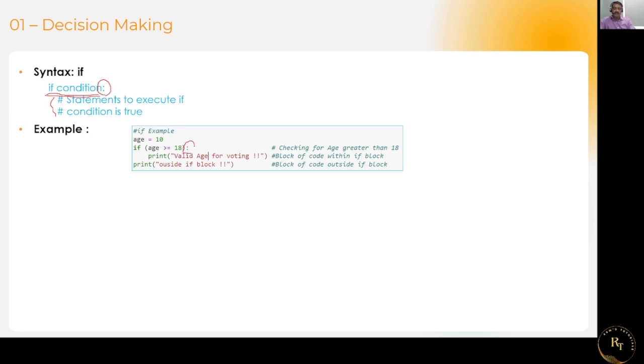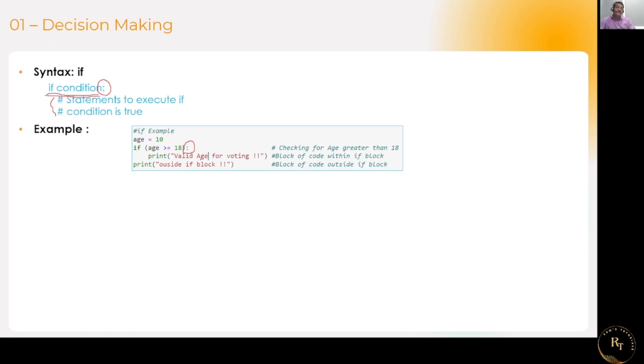Now, if there are two print statements, which print statement is part of the if and which is outside the if entirely depends on the indentation given to it. Look very carefully at the first print statement, the one written for voting. That is indented to the right. That is the only line of code that gets executed if the if statement is true, right?